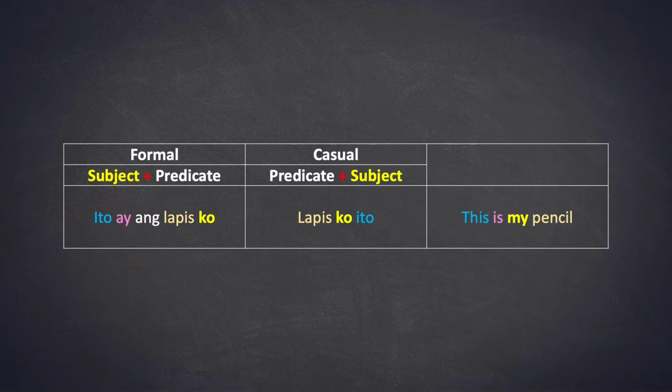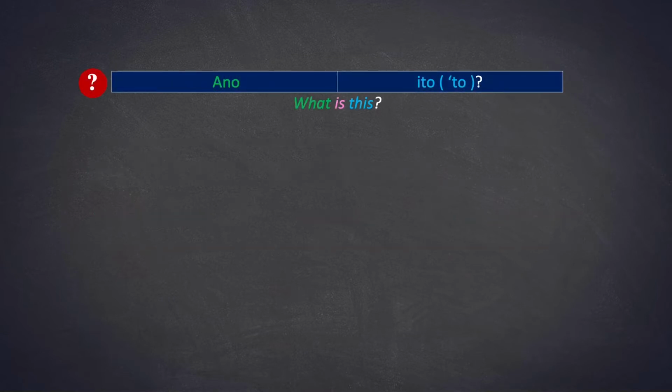Do you remember these sentence patterns from 2 videos back? Ito ay ang lapis ko. Lapis ko ito. This is my pencil. We can turn these sentences into questions. Let's try. Ano ito? What is this? Ito is often shortened to to. But in this video, we will practice with ito.